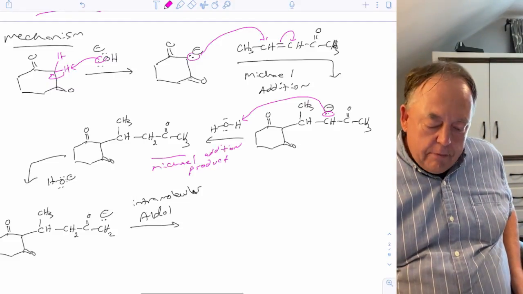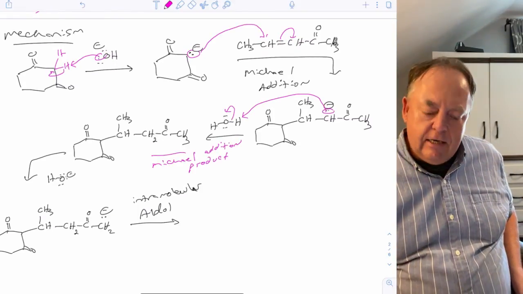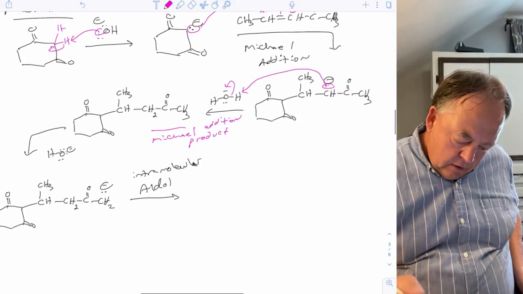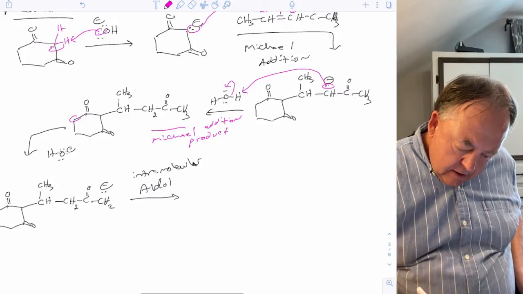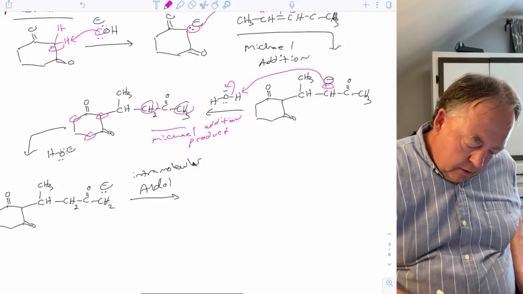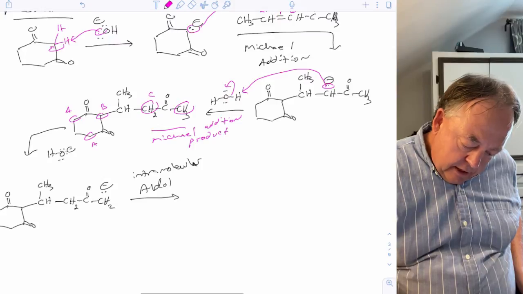Okay, but it doesn't stop at this point because you just made hydroxide again. So it's still sitting in base, which means you can make enolates again. So how many places can you make an enolate? So you can make an enolate there, you can make an enolate there, you can make an enolate there, you can make an enolate there, and you can make an enolate there. So A is equivalent to B, C, and D.